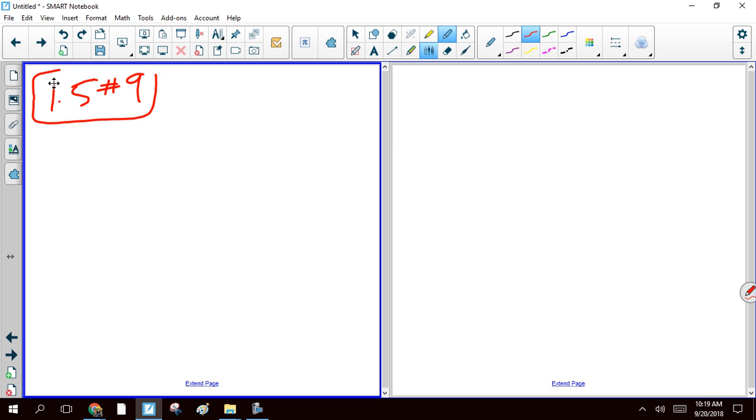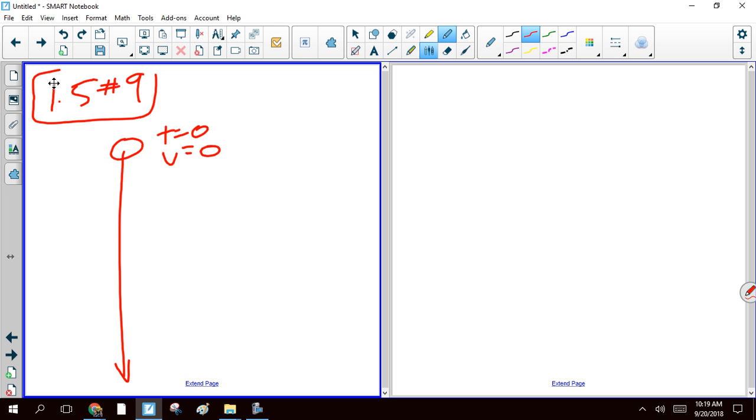So it says an object is dropped from rest. How long will it take to fall? And then it gives you some distances, right? So in keeping with what I've been saying, make a drawing. So here's your object. At time 0, because it's being dropped from rest, I automatically know that the velocity starts at 0, right? Okay, and then it's going to fall.